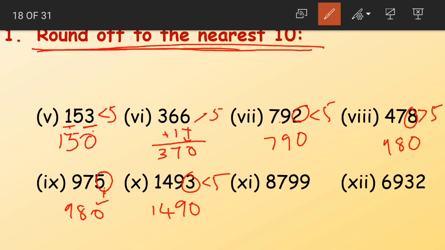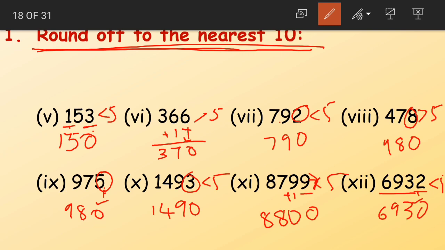1490. Now we have 9 here. 9 is greater than 5. So we'll add 1 here. 879 becomes 880. And then we have 0 in the place of 9. 8800. Coming to the last question, 6932. Now 2 is less than 5. So the remaining numbers will be the same, 693 and 0 in place of 2.